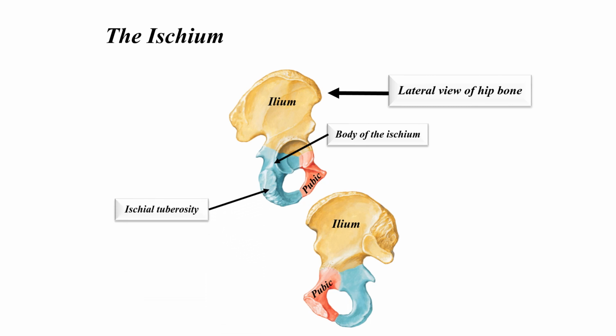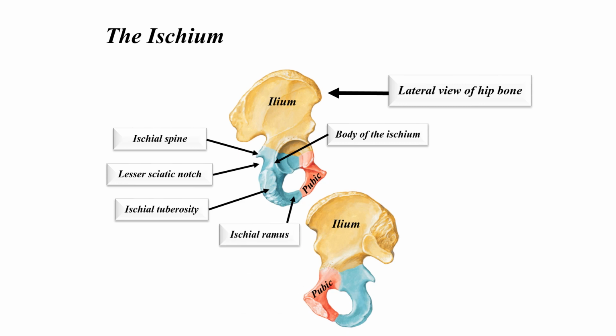Also, it has ischial tuberosity. This is the rough area for the muscle attachment. The ischium has a spine that projects posterior and medial. Between the ischial spine and the ischial tuberosity, there is the lesser sciatic notch. Also, the ischium has ramus. We call it ischial ramus. This ischial ramus joins the inferior pubic ramus to enclose foramen. We call it obturator foramen.